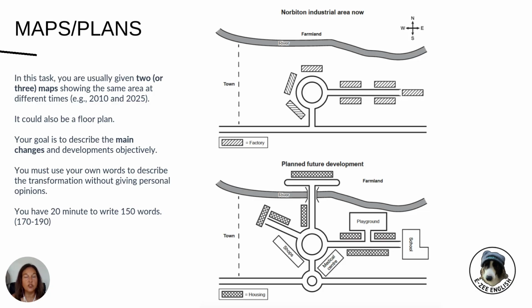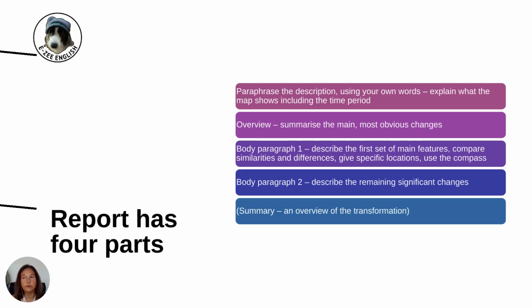First, let's look at the task requirements. You're typically given 2 or 3 maps showing an area at different points in time. For example, a town in 2010 versus a proposed plan for 2025. Sometimes it's a floor plan of a building. Your goal is to describe the main changes objectively. You have 20 minutes to write at least 150 words, though I usually recommend aiming for 170 to 190 words to ensure you've covered enough detail.